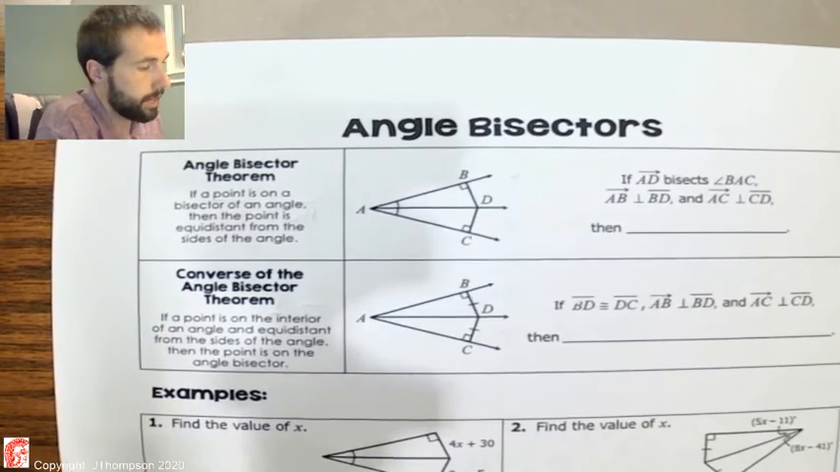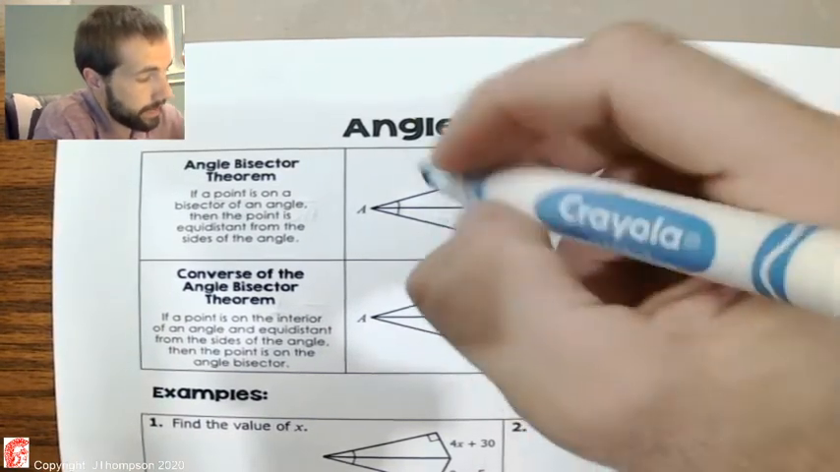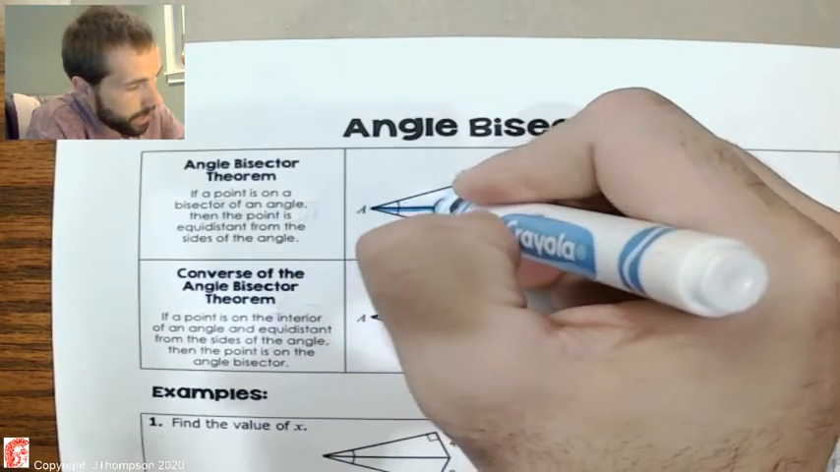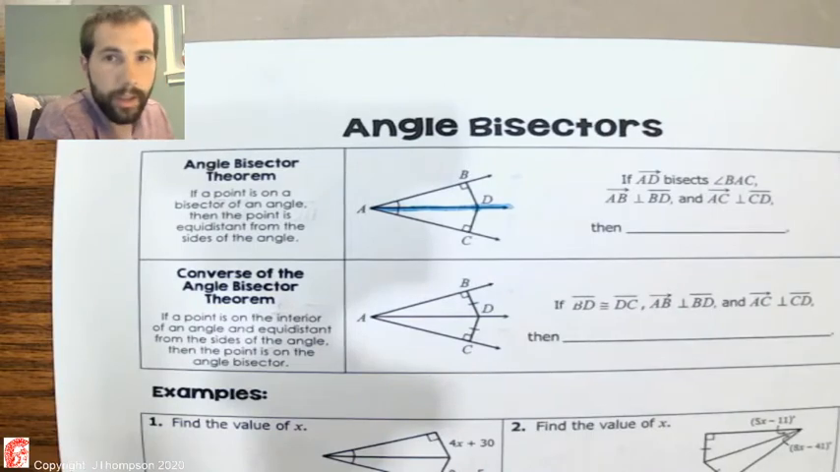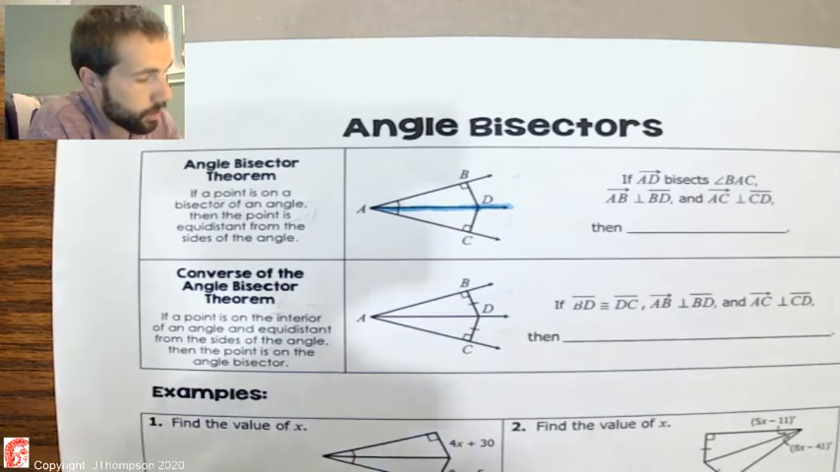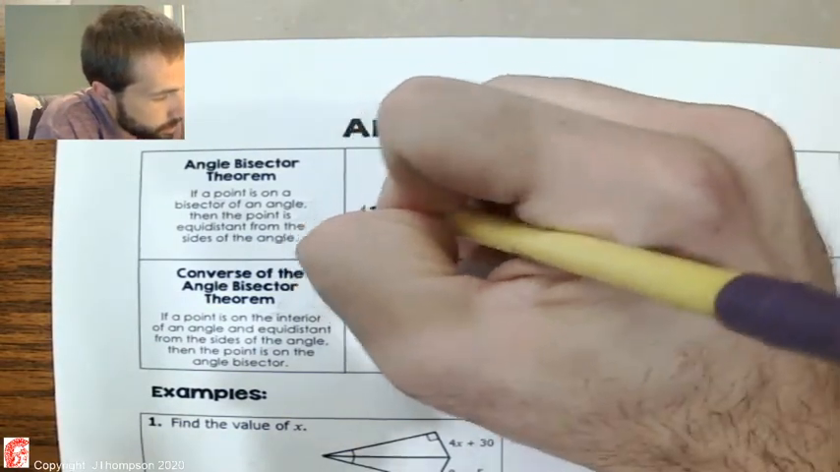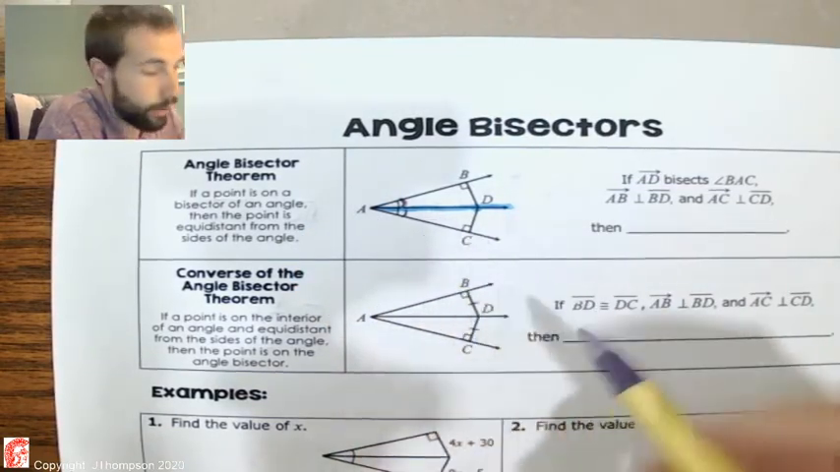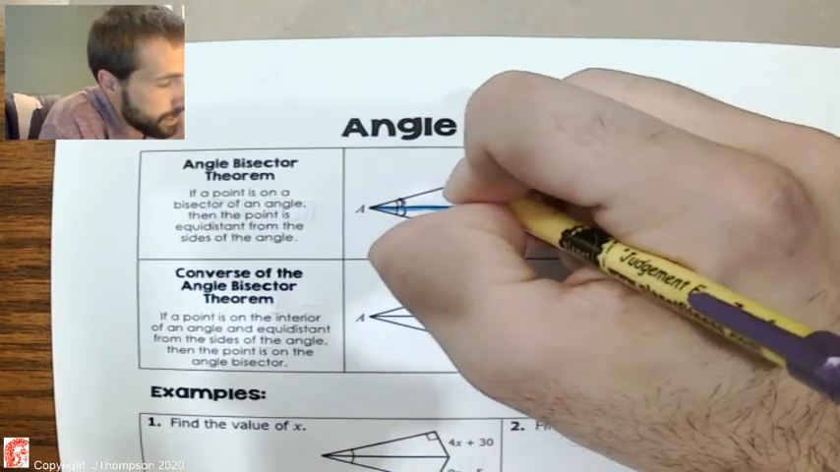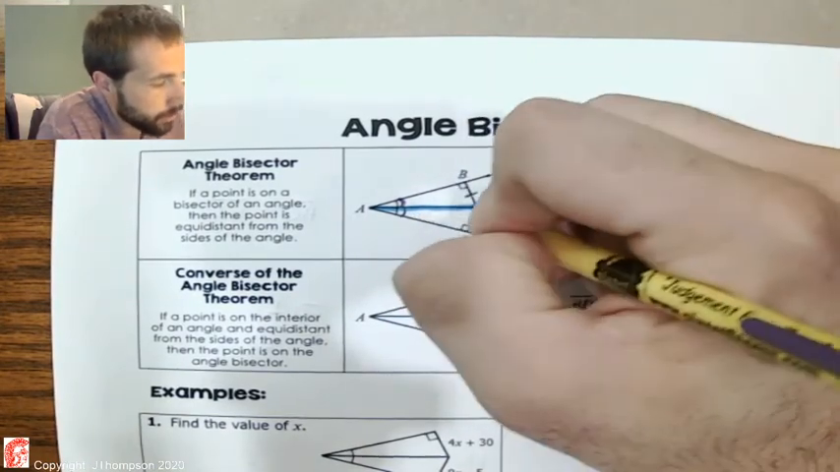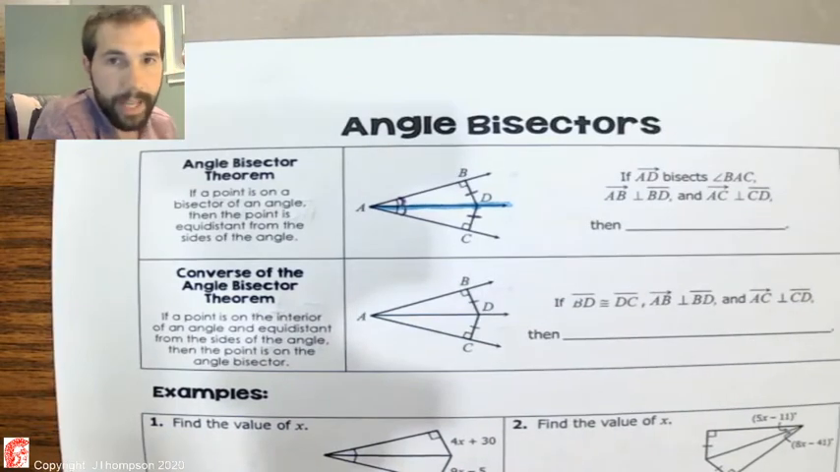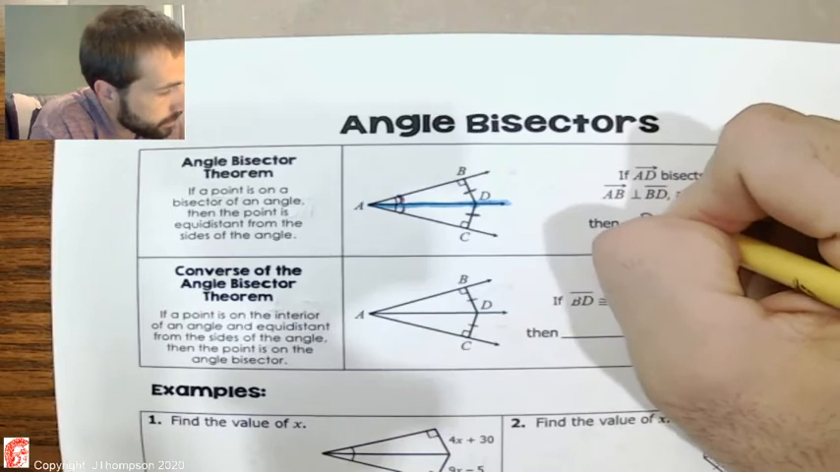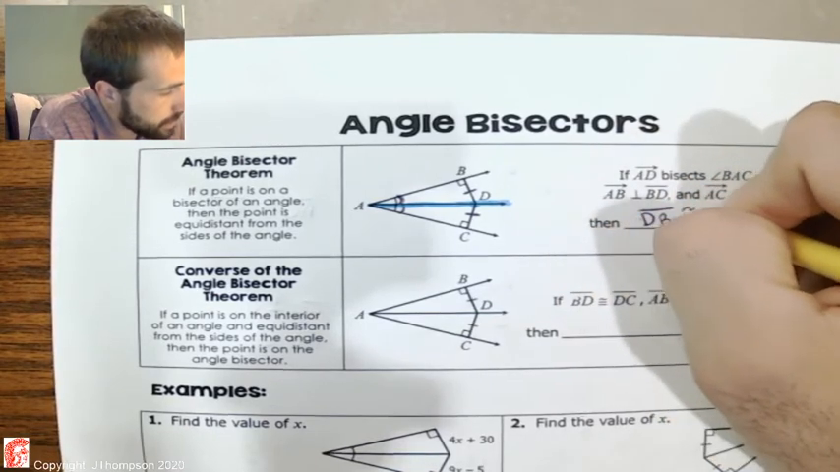So in this case, point D is on ray AD. Ray AD, from the arc marks, you can see it's an angle bisector. It's cutting the angle in half. Therefore, DB must be congruent to DC. That's what the angle bisector theorem says. So DB is congruent to DC.